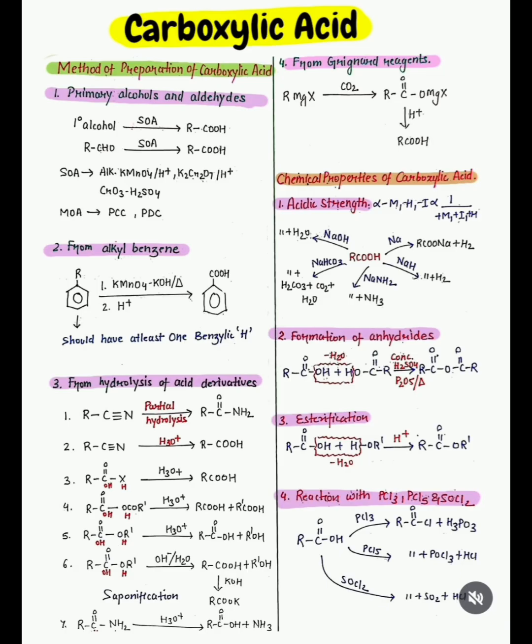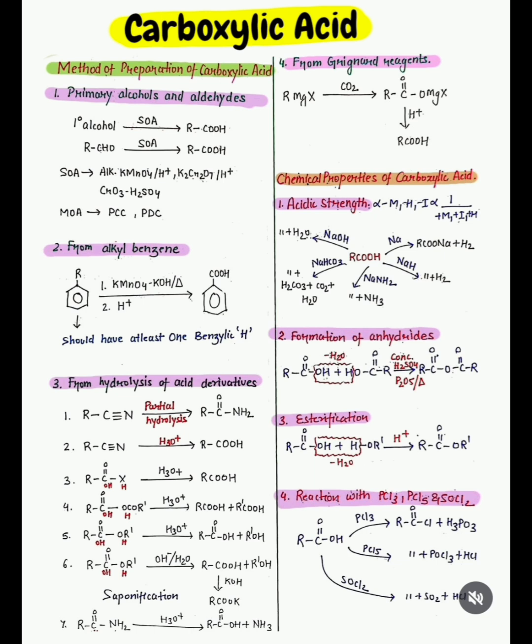The next chemical property is reaction with PCl3, PCl5 and SOCl2. When carboxylic acid reacts with phosphorus trichloride, it forms acid chloride plus H3PO3 as a major product. When carboxylic acid reacts with phosphorus pentachloride, it gives acid chloride plus phosphorus oxychloride along with HCl as a byproduct.